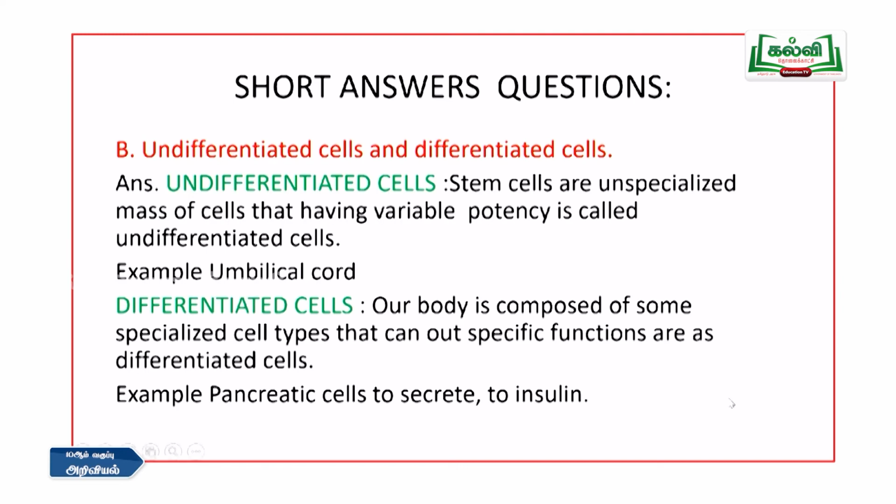Question B. Undifferentiated cells. Stem cells are an unspecialized mass of cells having variable potency, called undifferentiated cells. Example: umbilical cord. Differentiated cells. Our body is composed of specialized cell types that carry out specific functions, known as differentiated cells. Example: pancreatic cell to secrete insulin.